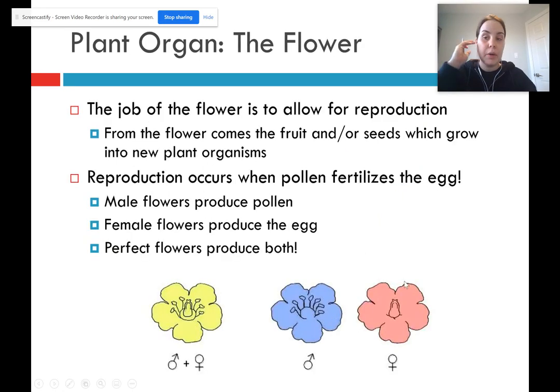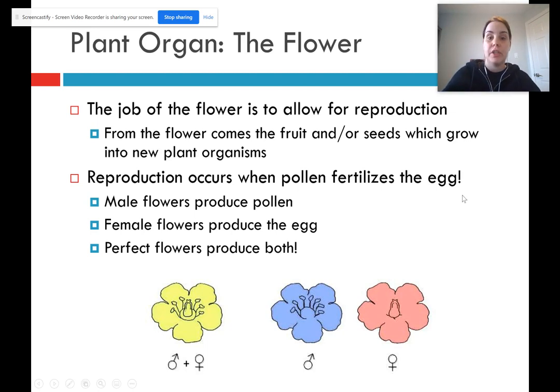The last organ we're going to talk about in plants are the flowers. So the main job of the flower is actually to allow for reproduction. Okay. From the flower is produced any fruit or seeds, which then allows a new plant to grow. So for example, apples, you may eat one for lunch, is essentially the reproductive part of the plant. So the way you would grow a new apple tree is through the fruit or the seeds that's in that fruit.